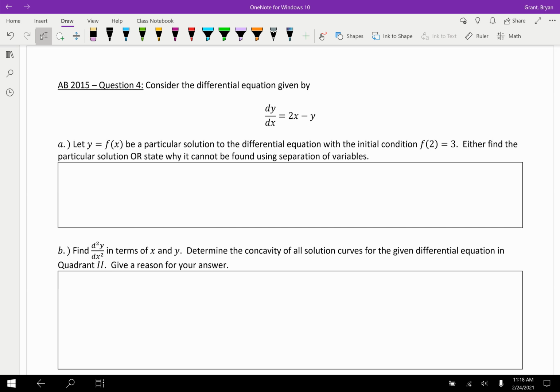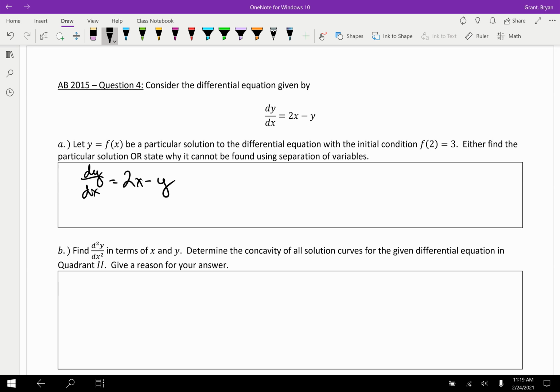Okay, we're given a differential equation, dy/dx equals 2x minus y, and then we have part A. Let y equals f of x be a particular solution. That's our giveaway, separable differential equations, with the initial condition f of 2 equals 3. Either find the particular solution or state why it cannot be found using separation of variables. That's a weird one, but let's go ahead and start solving. So we have dy/dx equals 2x minus y.